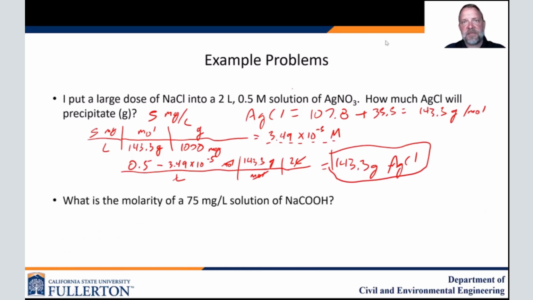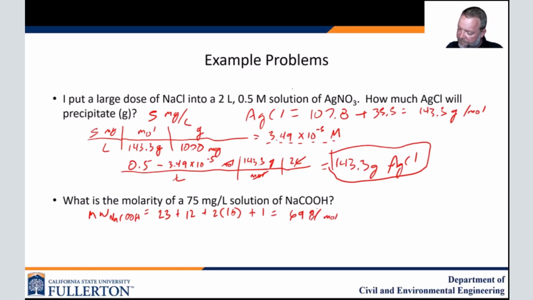For our last example problem, we have a 75 milligram per liter solution of NaCOOH. We want to find out what is the molarity of that solution. So the first thing to do is find out what is the molecular weight of NaCOOH. And that's going to be equal to the molecular weight of sodium is 23. Molecular weight of carbon is 12. 2 oxygen, so that's 2 times 16. Plus 1. And if we add all those up, we get that it is 69 grams per mole.